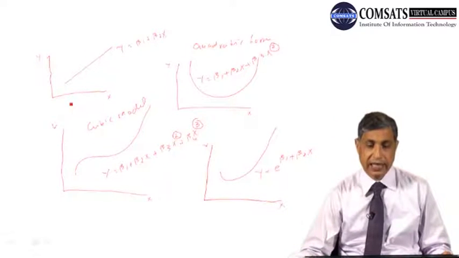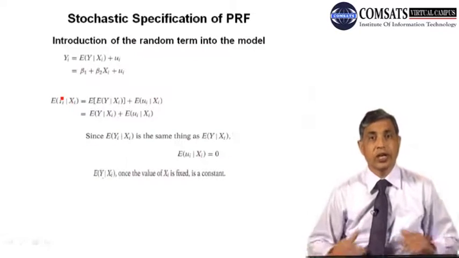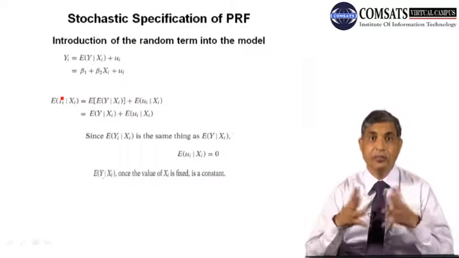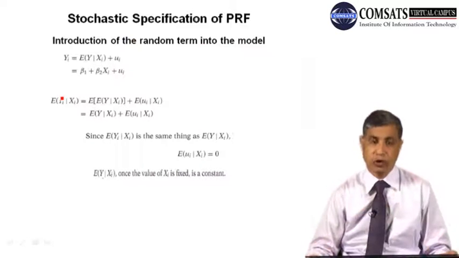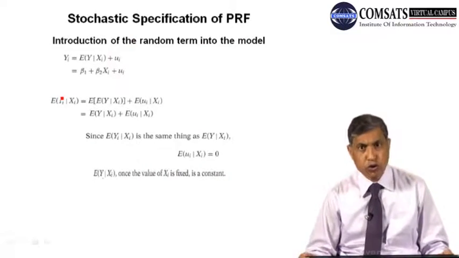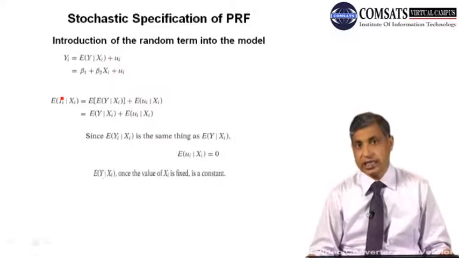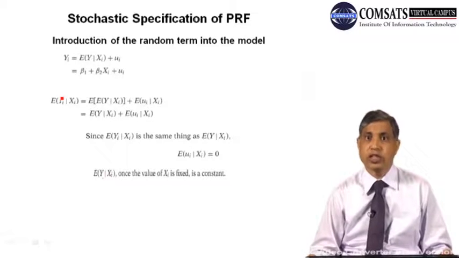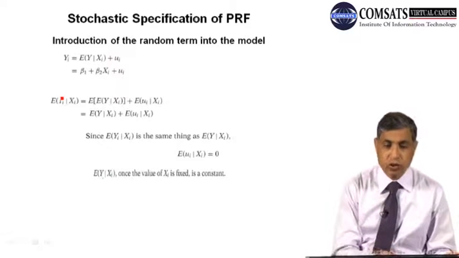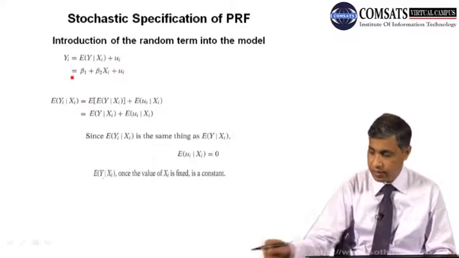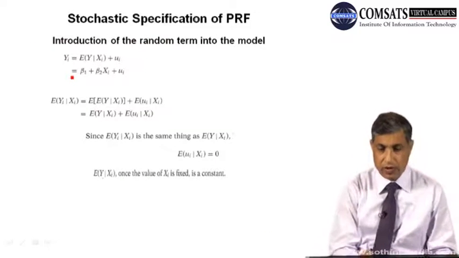After this linearity concept, I am going to introduce the stochastic or error term into the population regression function, and I will show shortly that the expected value of this error term is equal to 0. This is our assumption. So, the introduction of the random term into the model.